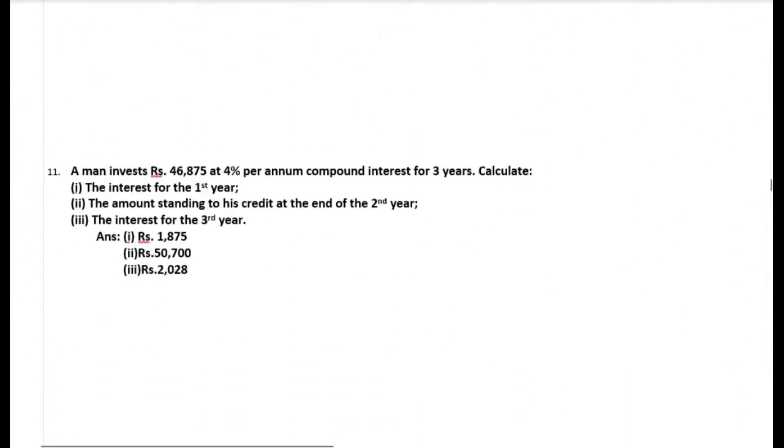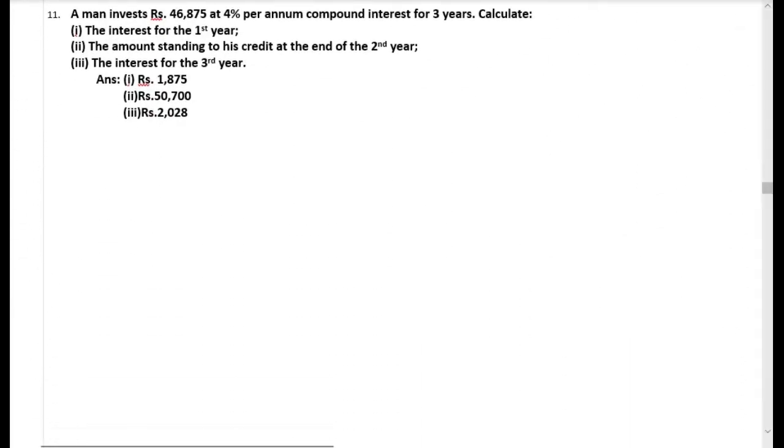So question number 10. Let's go to the next question. A man invests rupees 46,875 at 4% per annum compound interest for 3 years. Calculate the interest for first year. What is interest for first year? Interest for first year is I1. Okay, that's the first answer. You will get 1 mark for this.